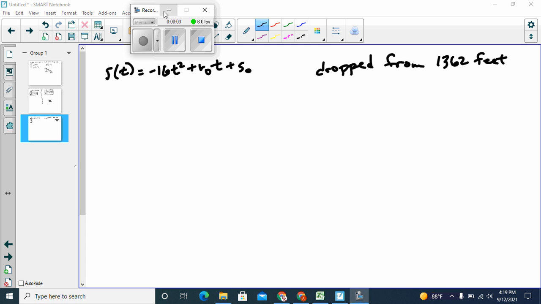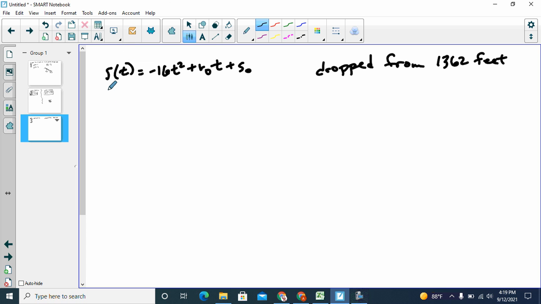Question number 91 on page 115 gives us S of t is equal to negative 16 t squared plus v sub 0 t plus s sub 0. And then question 91 tells us that a silver dollar is dropped from a height of 1,362 feet. And we are asked several things.